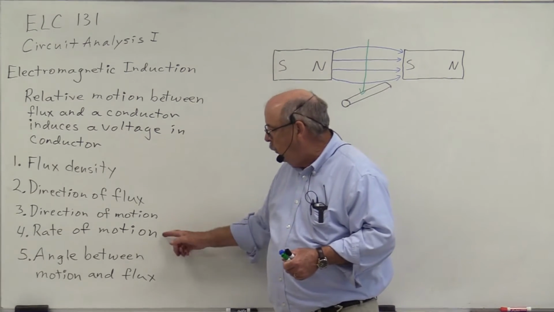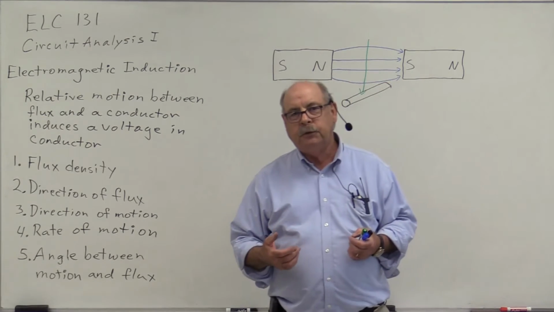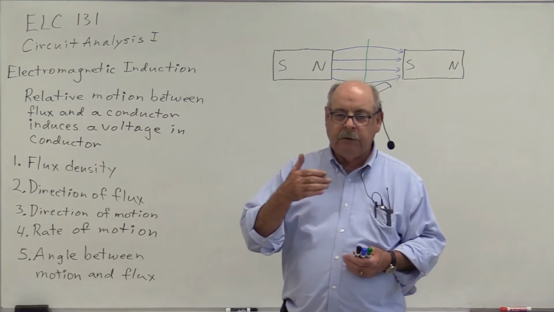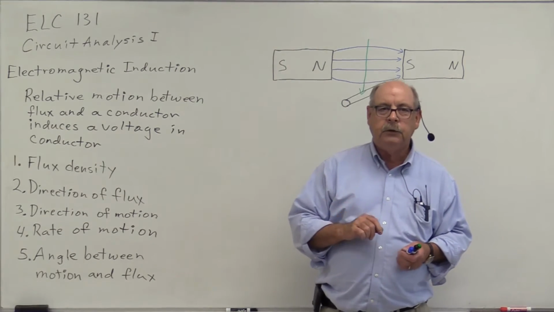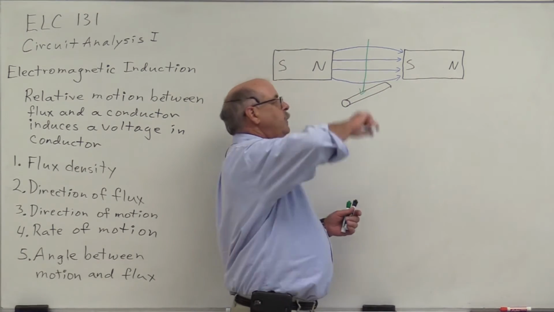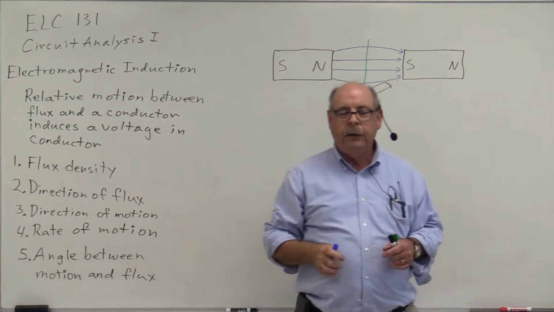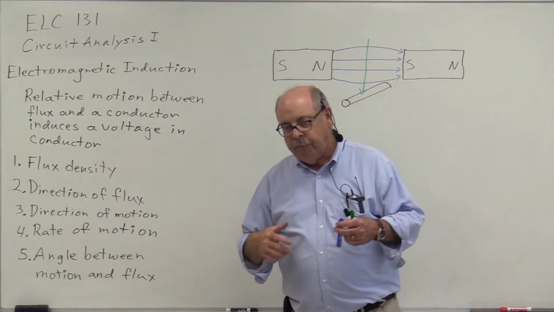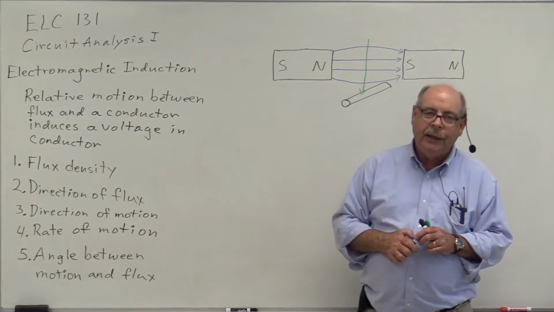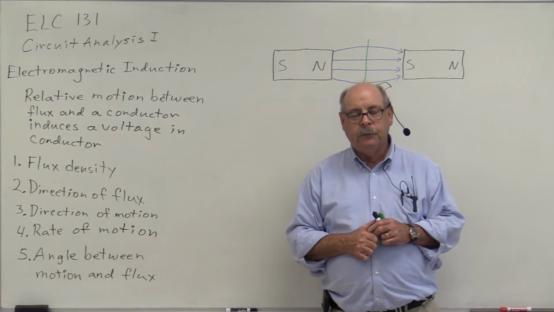And also the rate of motion. The faster the relative motion between flux and the conductor, the greater the induced voltage. So the faster I move this conductor, the larger the voltage that will be induced. And the fifth factor that affects this induced voltage is the angle between the flux and the conductor.